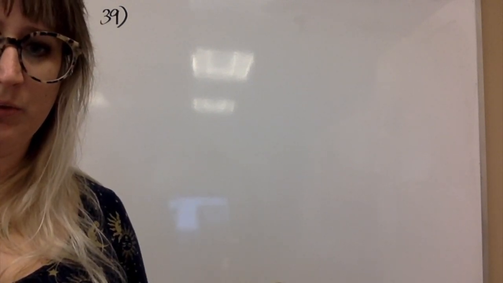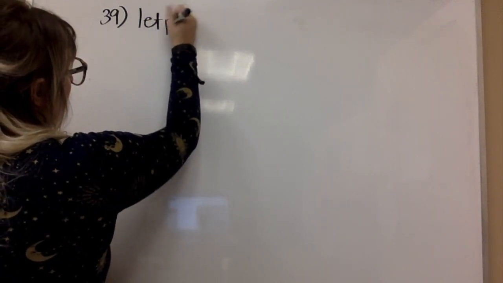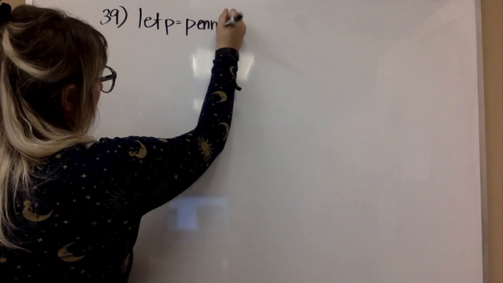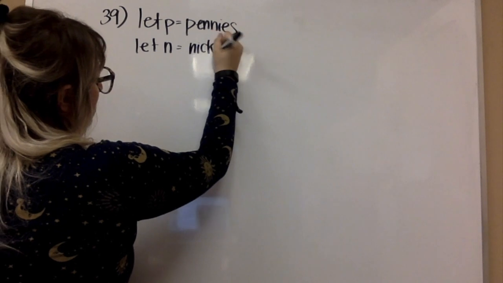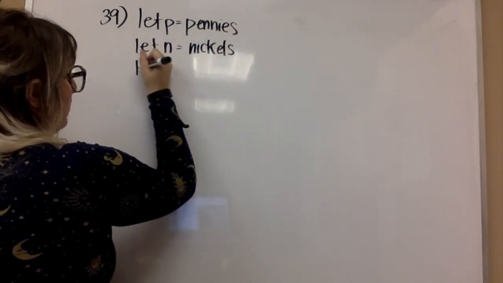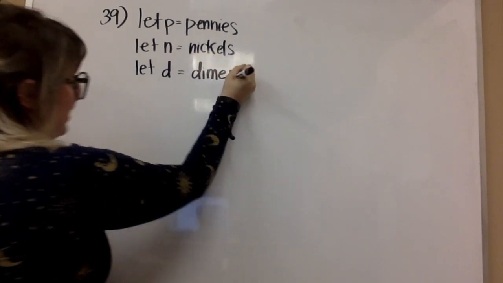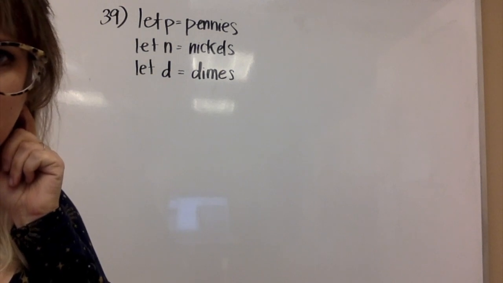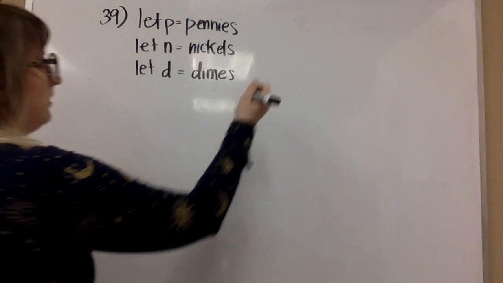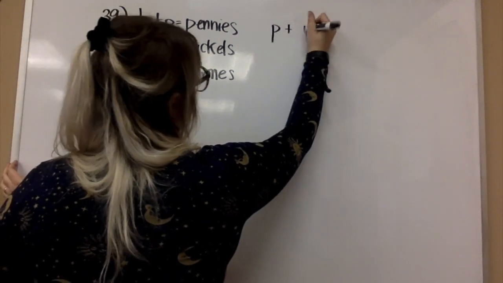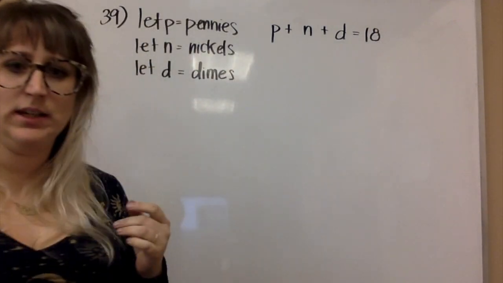So we know that we want to define our variables first. So we can say let P equal pennies, let N equal nickels, let D equal dimes. Okay, and so we know that in total we have 18 coins. So pennies plus nickels plus dimes equal a total of 18.